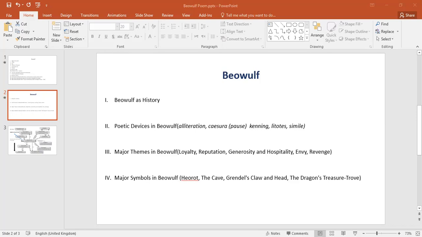It towers high and is compared to a cliff. Okay, so this is a symbol in the poem, which symbolically represents different things in the poem. The second symbol in this poem is the cave, where Grendel and his mother hide from the world, which is symbolic of their lives as outcasts.